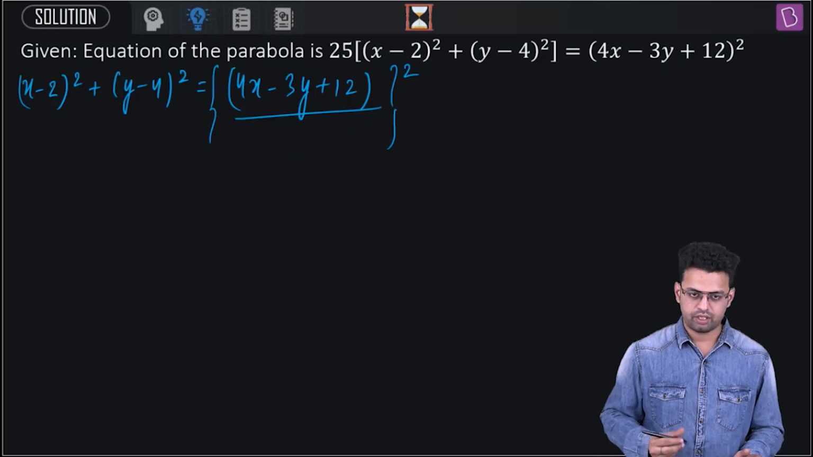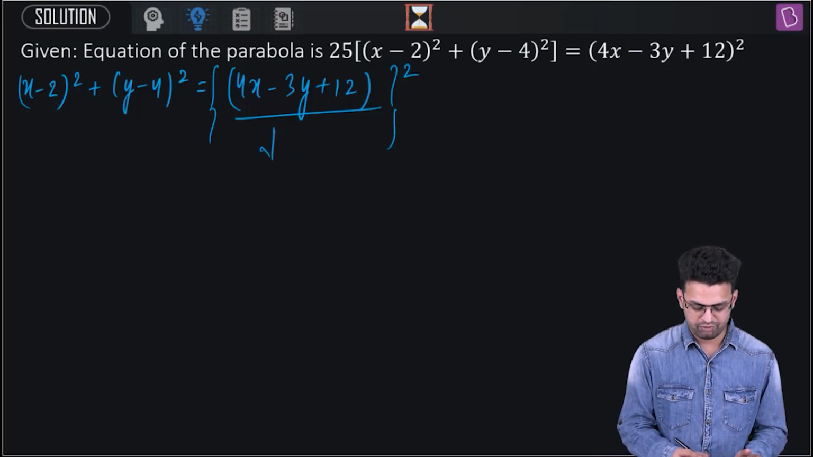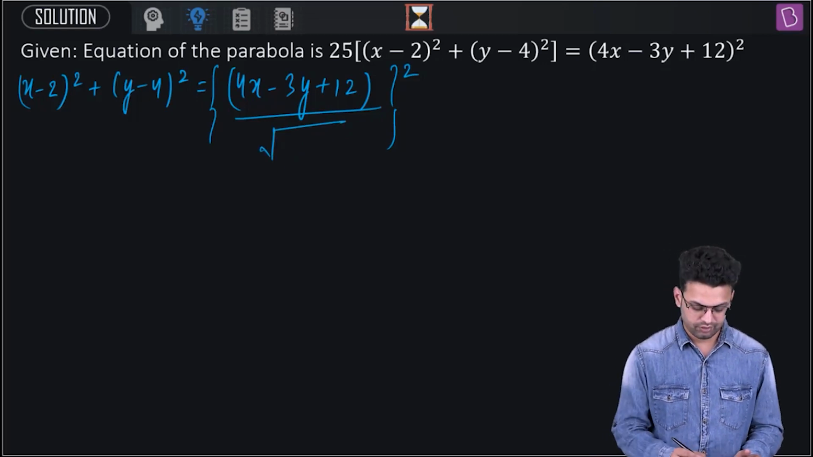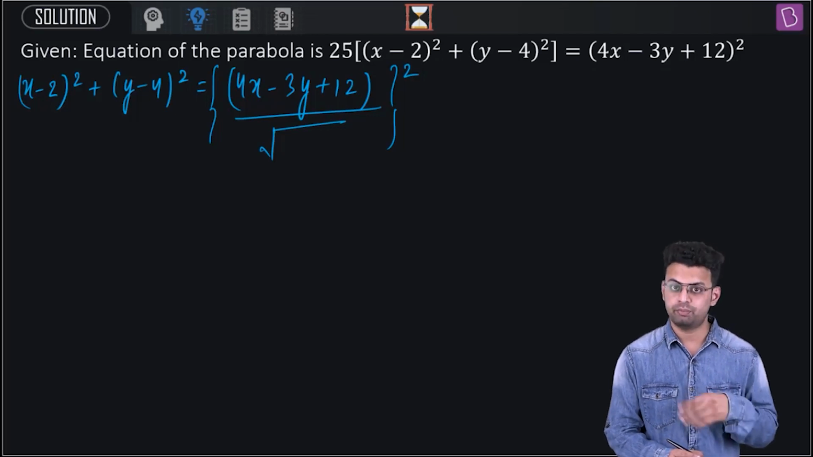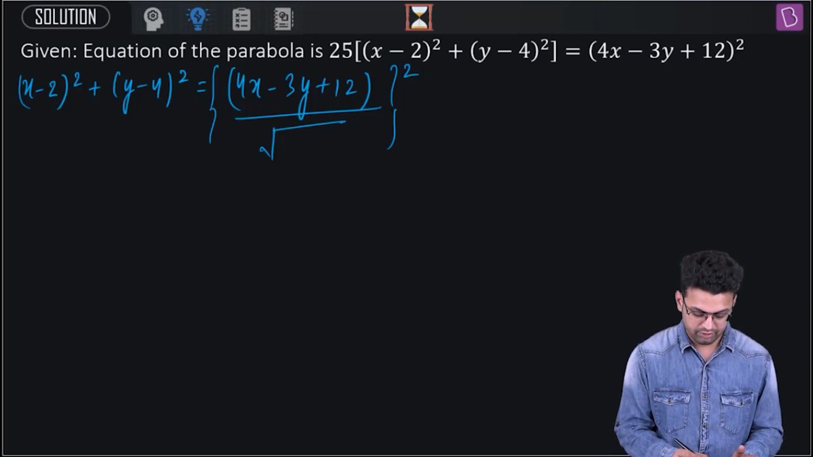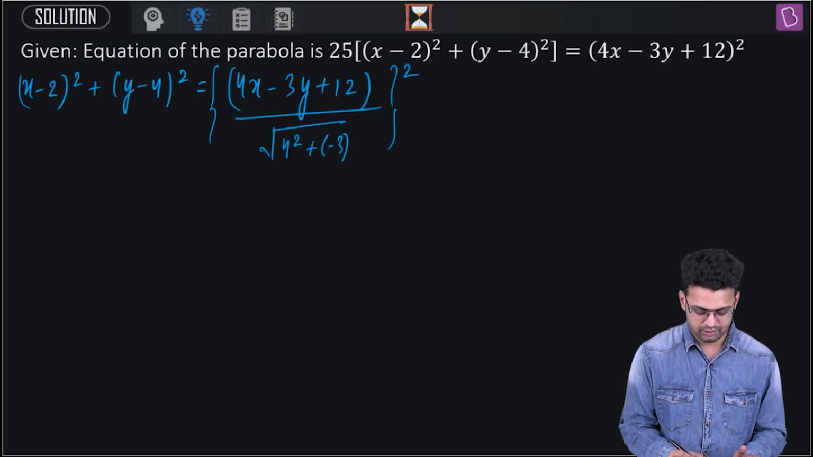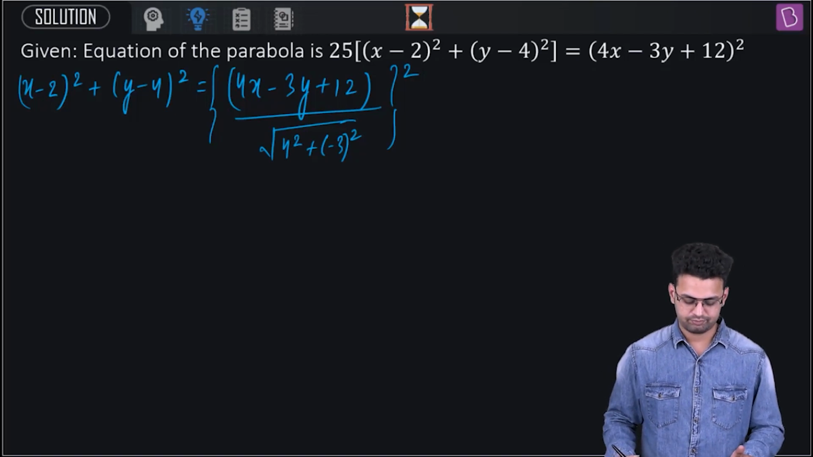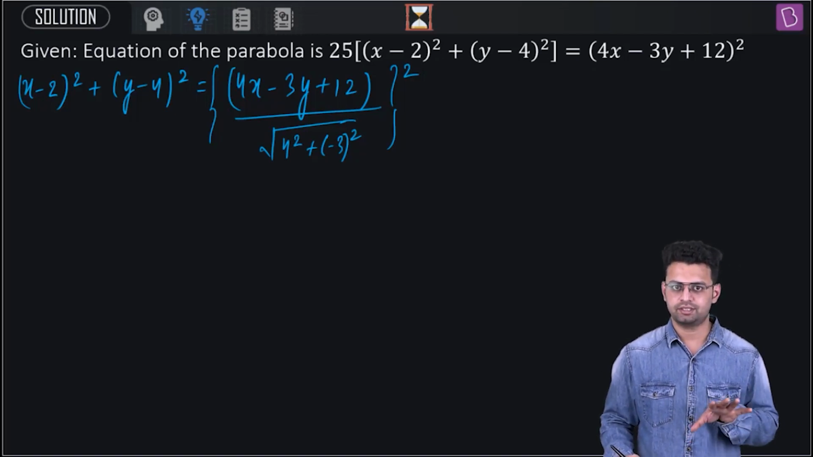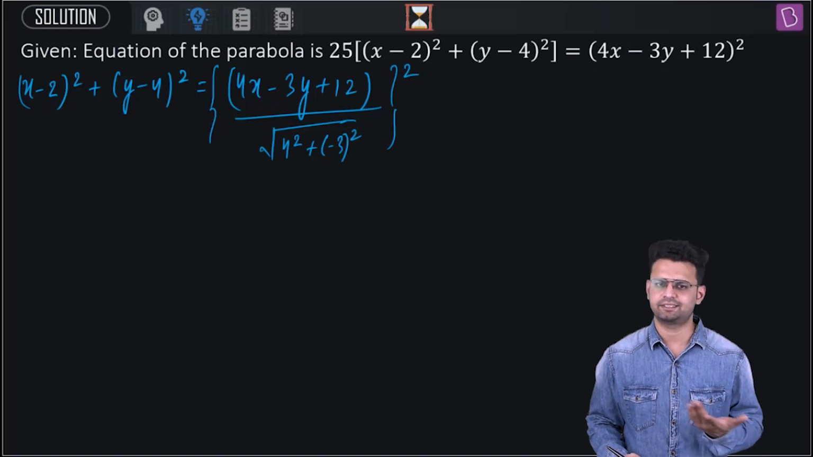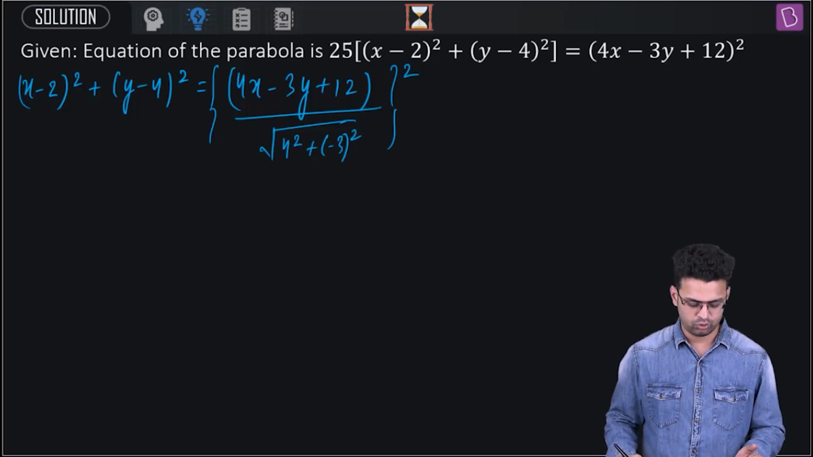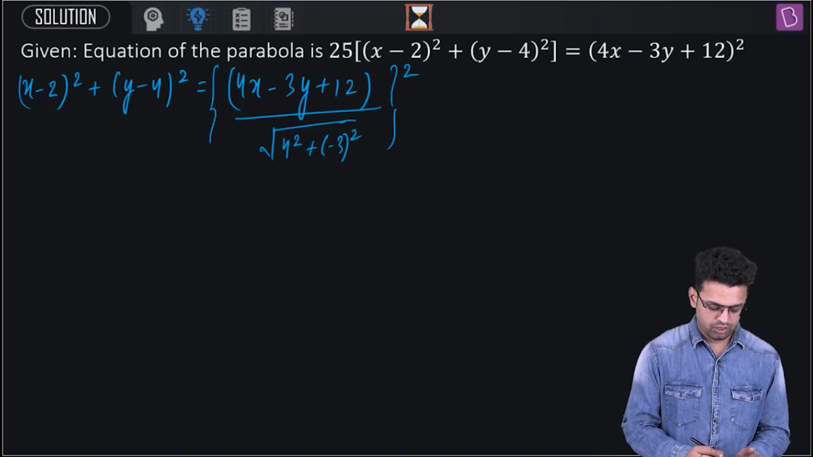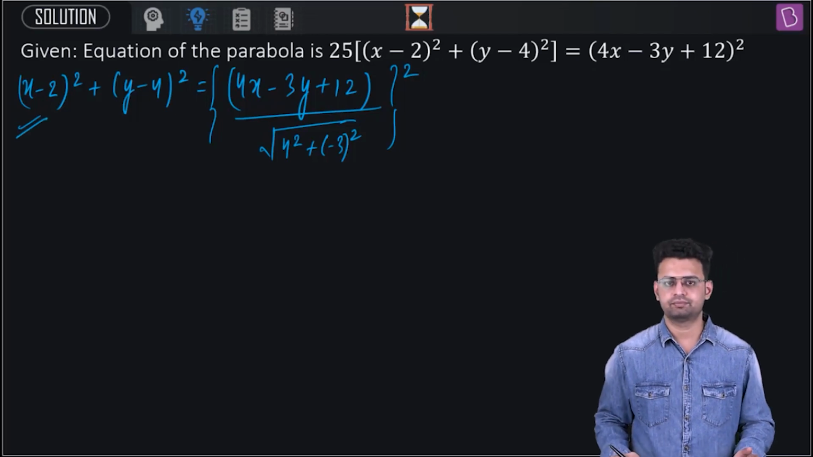Now, let the root be there. In place of 25, I can write 4 square plus minus 3 square. Correct? 4 square is 16, minus 3 square is 9, 16 plus 9 is 25. Now, have a look at this.